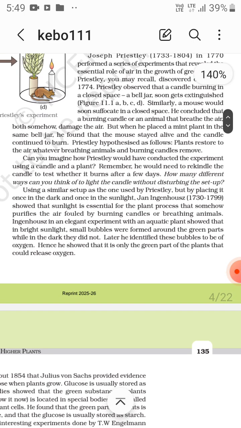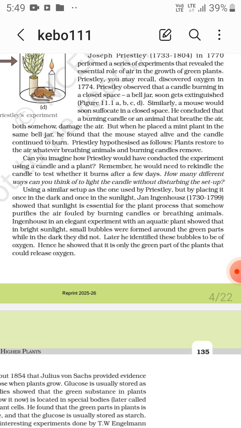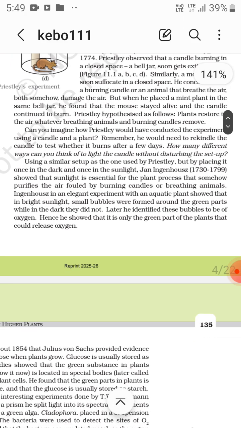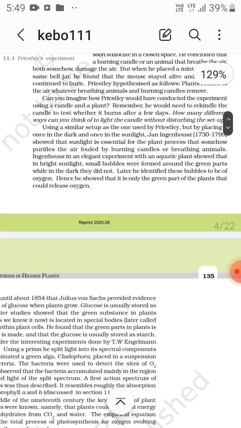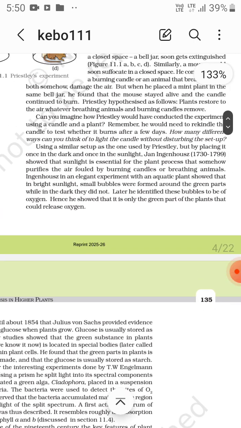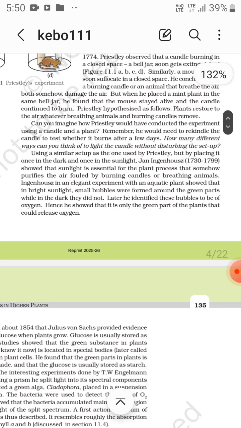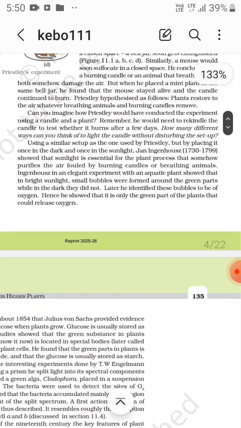Hence he showed that it is only the green part of the plants that could release oxygen. I repeat it again now. Ingenhousz, in an elegant experiment with an aquatic plant, showed that in bright sunlight small bubbles were formed around the green parts while in the dark they did not. Later he identified these bubbles to be of oxygen. Hence he showed that it is only the green part of the plants that could release oxygen. So this is what Jan Ingenhousz did, and he said that sunlight is essential for the plant process, and also that the green parts could release the oxygen.